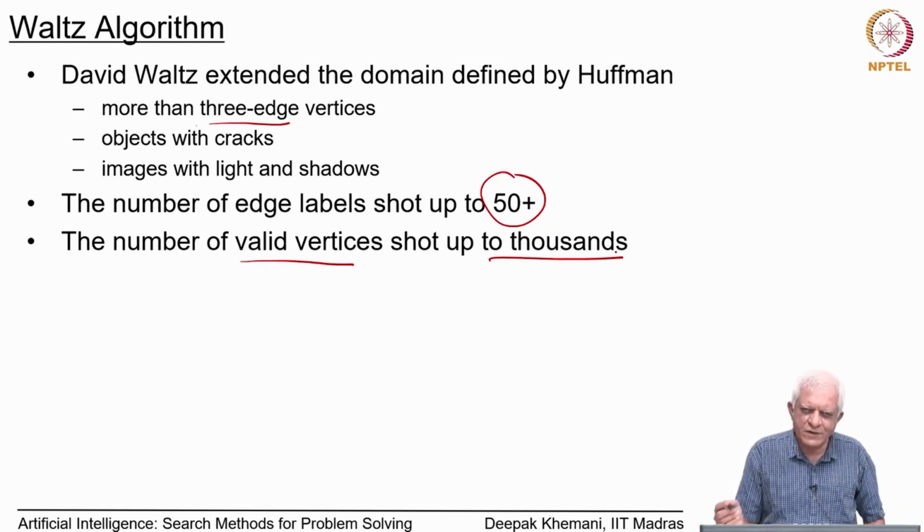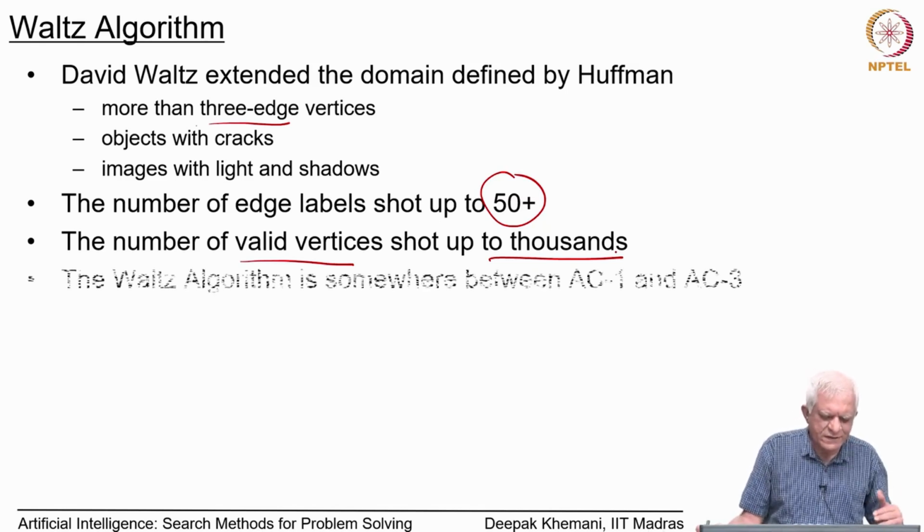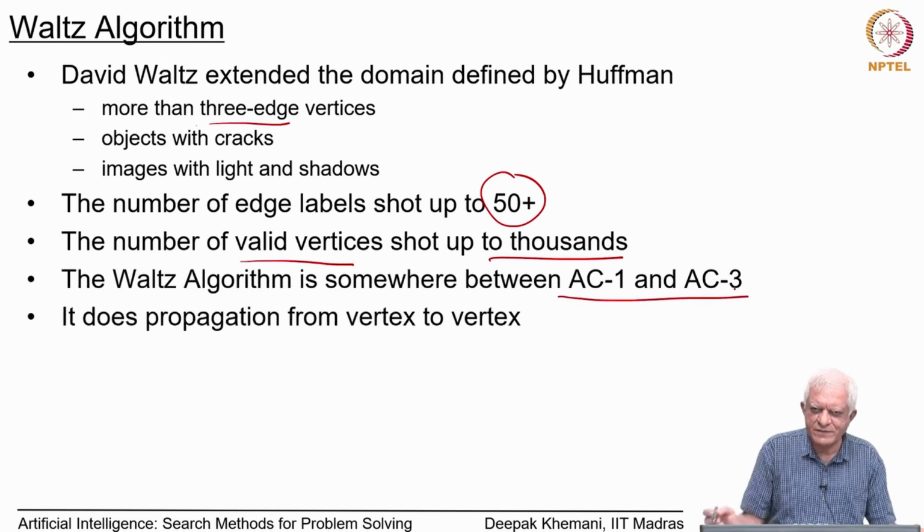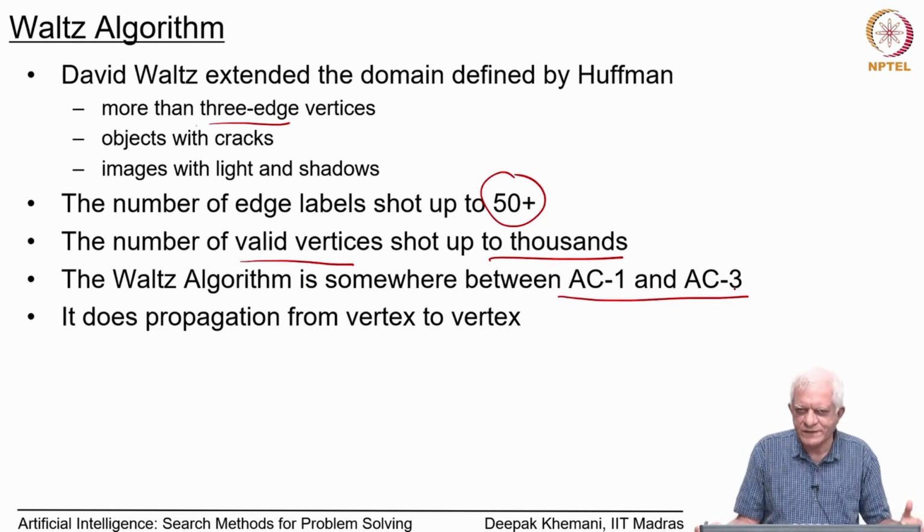and he wrote an algorithm which is now called the Waltz algorithm, and it turns out that this Waltz algorithm is somewhere between AC1 and AC3. So, you might have been wondering why AC3 came after AC1 and where is AC2. So, some people say that Waltz's algorithm was kind of AC2, but it is so close to AC3 that people did not want to give it a different name.